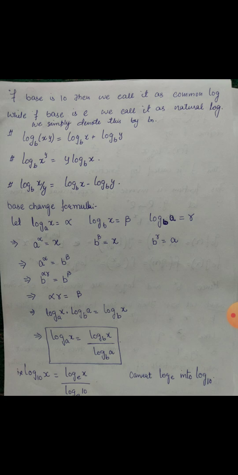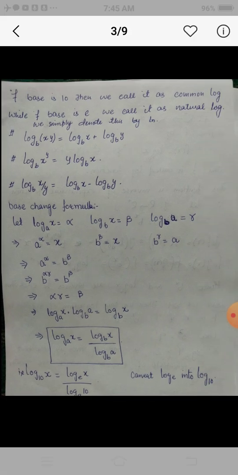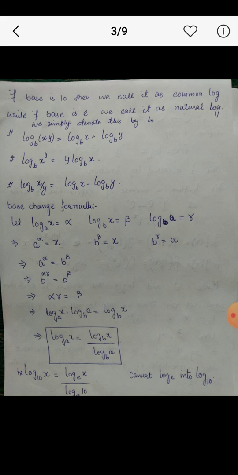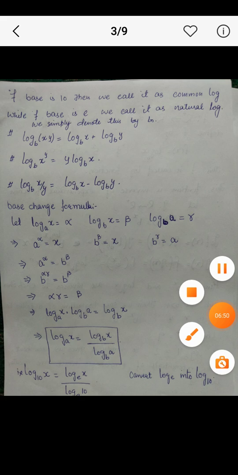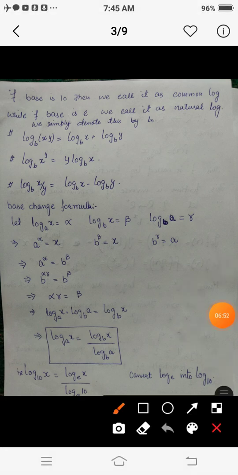Now if we want to convert this common log into the natural log, the common log is simply log of x with base 10. If we want to convert this into the natural log, it is simply log of x with base e upon log of 10 with base e. So this is the rule to change the base for any function.